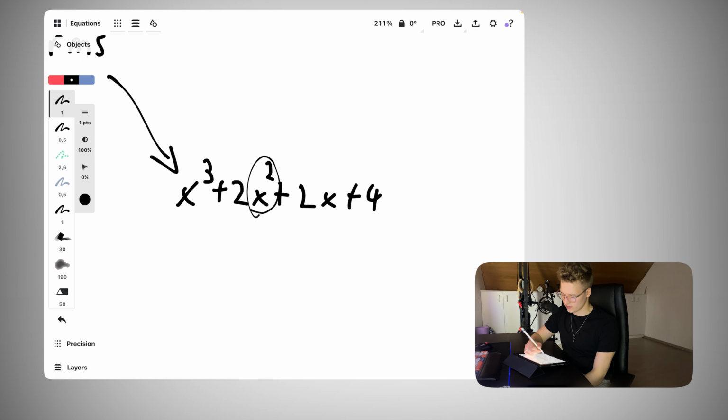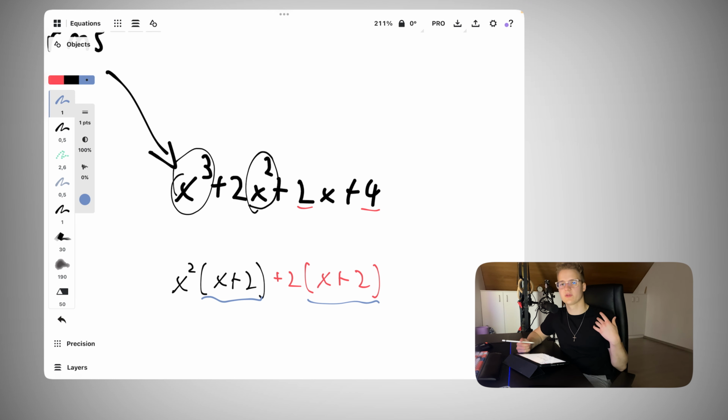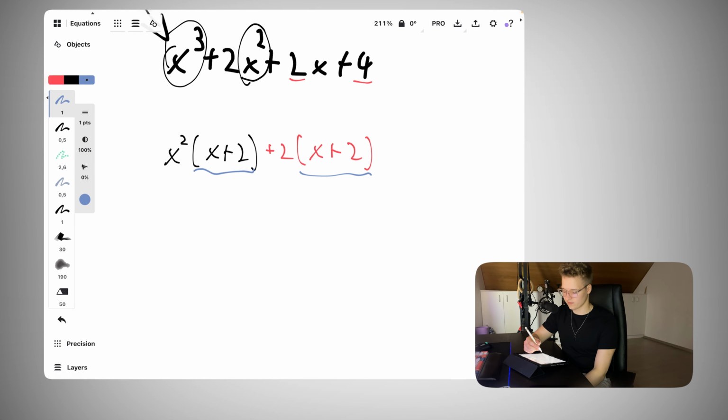We see that the first and the second terms share x to the power of 2. Let's factor it out. So we have x squared times x plus 2. And now the second 2 terms contain both 2, so let's factor 2 out, and we have x plus 2 here. Now note that the 2 terms have a common term again, which is x plus 2, so we can factor that one out. So x plus 2, and then we get x squared plus 2.